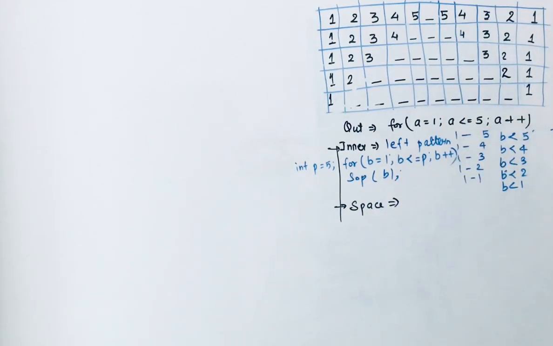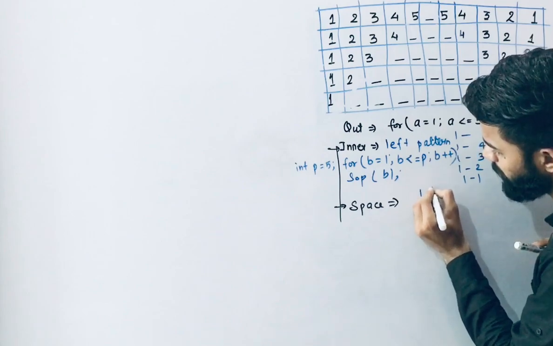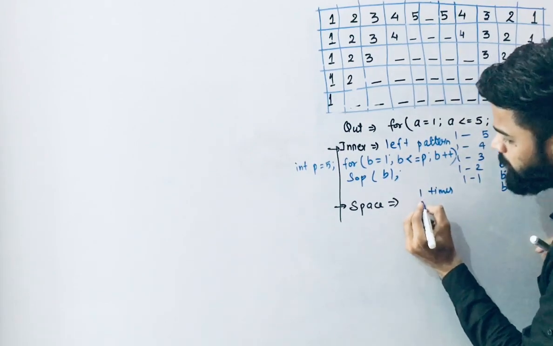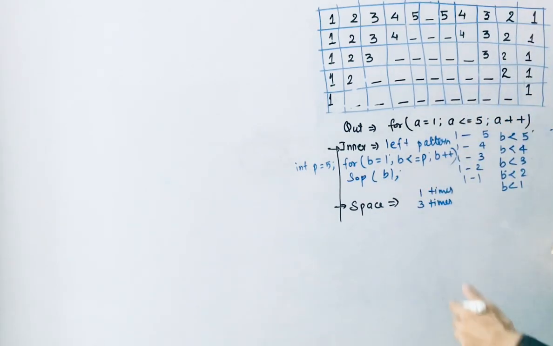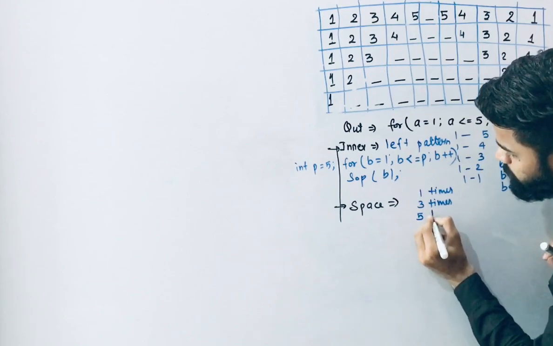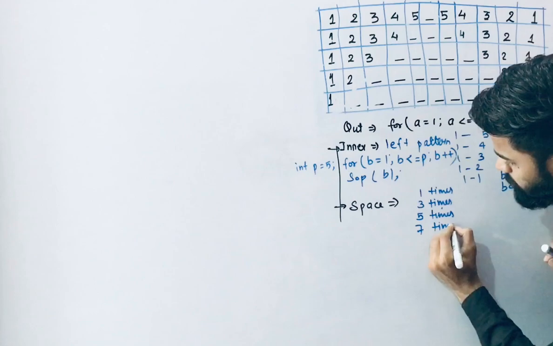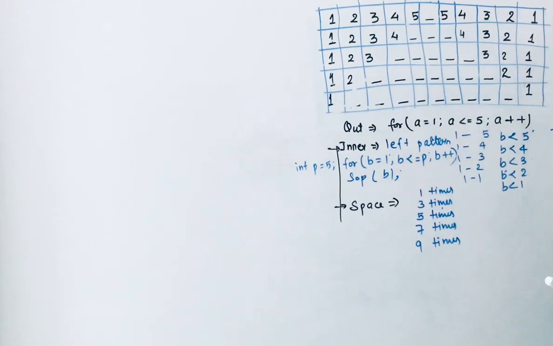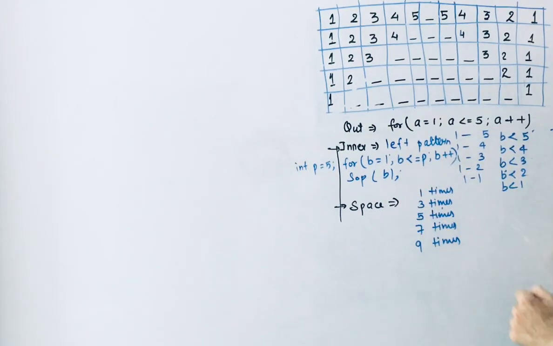So now in this pattern we need to print space. So see how we print space. The first time space prints 1 time, and then in the next loop it prints 3 times, and then in the next loop it prints 5 times, and then 7 times, and then 9 times. Clear? So the number of times we print is 1 time, 3 times, 5 times, 7 times and 9 times.